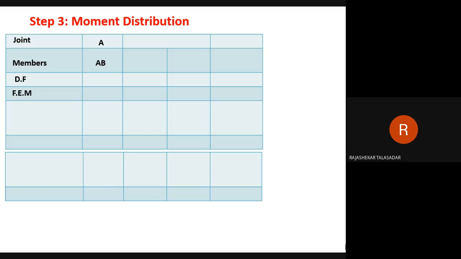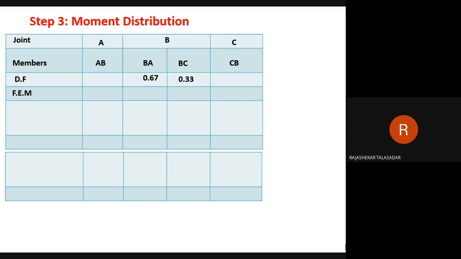Good. Now next joint is B. How many members are starting from B? 2. What are those? BA and BC. Fine. And the last joint is C, and only from that is CB. Okay. Now enter the distribution factors of the members. Distribution factor is only for BA and BC, which you already calculated. BA has 0.67 and BC has 0.33.